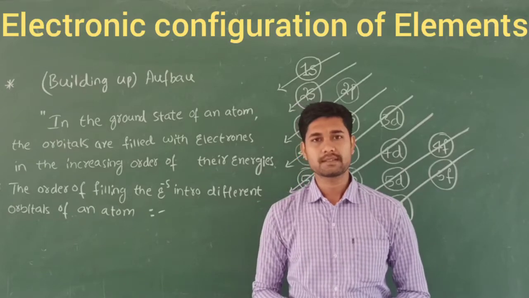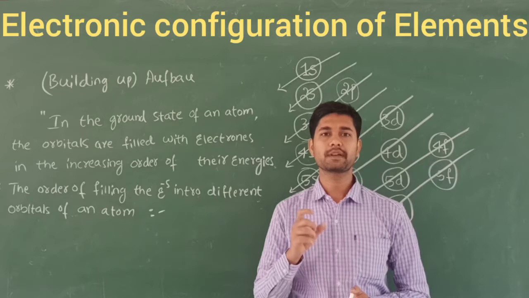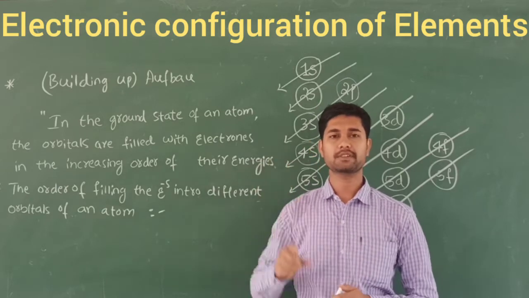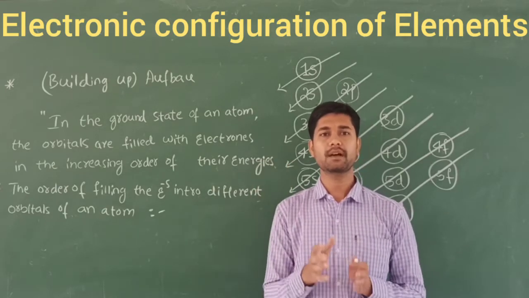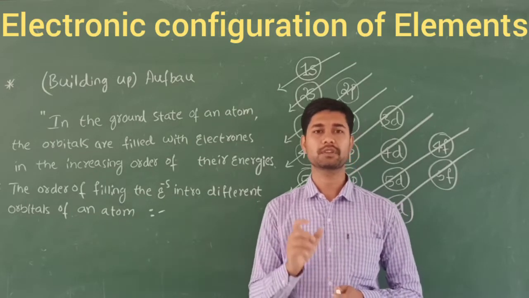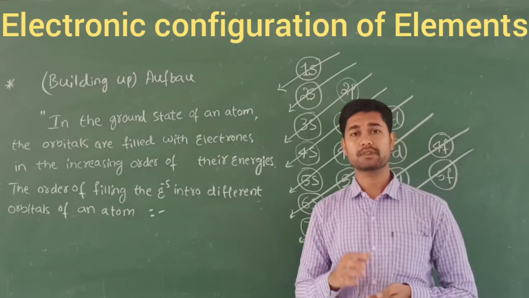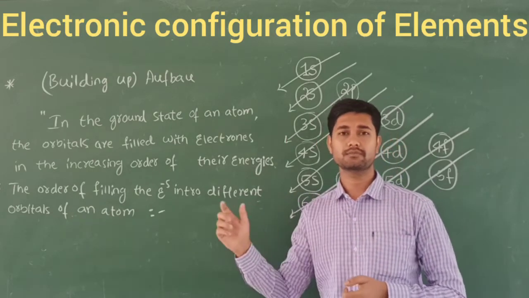Let us discuss the electronic configuration of elements. The term electronic configuration refers to filling the electrons into the orbitals of an atom. That is called the electronic configuration. In order to fill the electrons into orbitals, some rules will be followed.